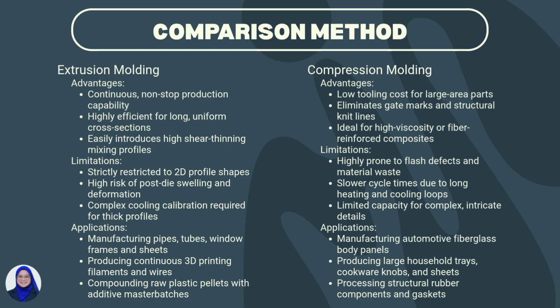Finally, we look at compression molding. This method offers low tooling costs for large area parts and completely eliminates unsightly structural weld lines. On the downside, it suffers from slower cycle time and creates material waste known as flash. This makes it the go-to choice for large, heavy-duty items like automotive body panels and industrial gaskets.